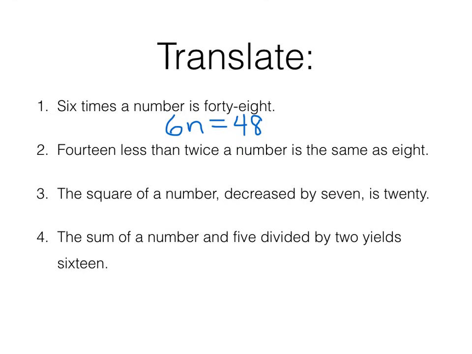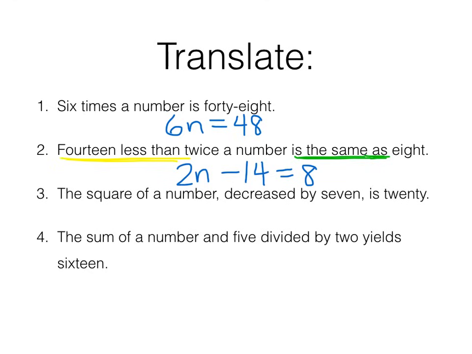14 less than twice a number is the same as 8. All right, I see 14 less than. So my reaction to 14 less than needs to be to go in and write minus 14. 14 less than what? 14 less than twice a number. That is the same as. So now we're looking at another phrase that means equals. So "is the same as" means the same thing as "is," and it's 8.